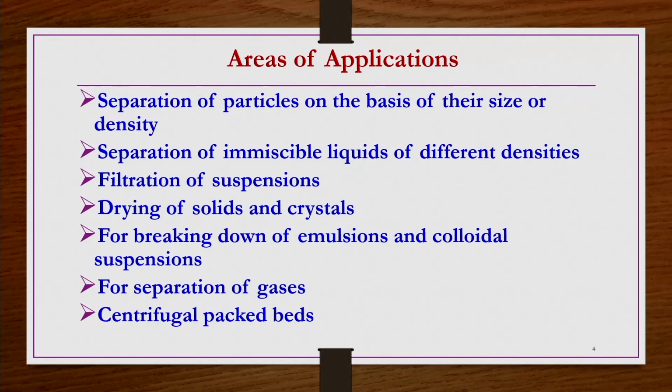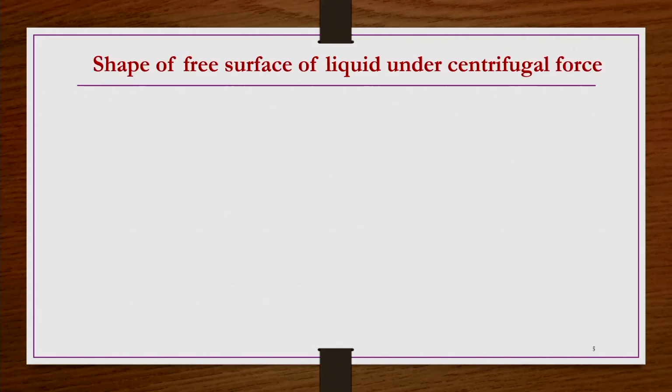Now, the shape of the free surface of liquid under centrifugal force. We all know that in a bowl, if you take a fluid and rotate it, the interface will have a paraboloid kind of shape. If you rotate it at much higher speeds, the liquid would be a kind of attached layer to the walls of the container, and then almost the bottom of the bowl is vacant.